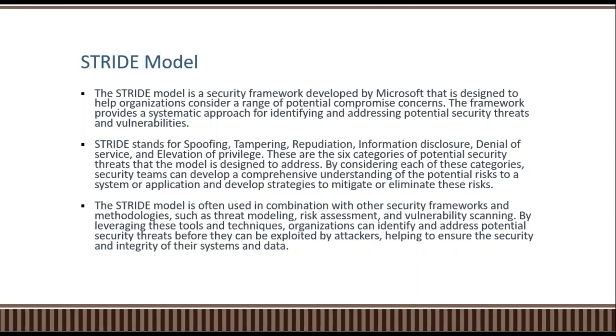STRIDE stands for spoofing, tampering, repudiation, information disclosure, denial of service, and elevation of privileges. These are six categories of potential security threats that the model is designed to address. By considering each of these categories, the security team can develop a comprehensive understanding of potential risk to a system or application and develop strategies to mitigate or eliminate these risks.